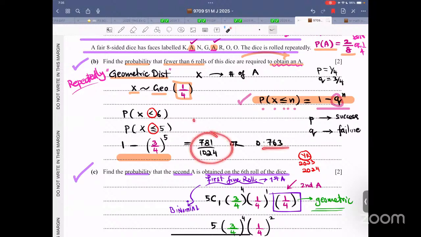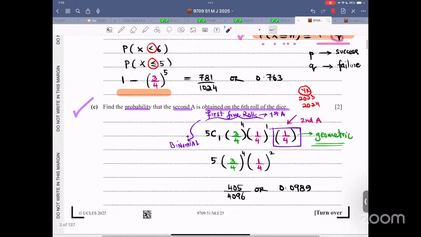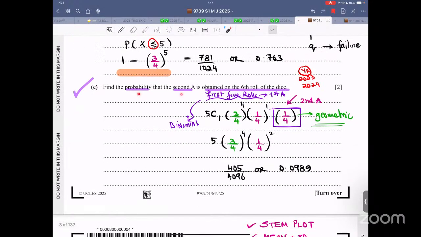It's preferable that you write the answer in fractions because fractions are exact. But if you want to write in decimals, then take care of accuracy. Final answer, 3 significant figures. Now find the probability that the second A is obtained on the sixth roll of the dice. So the second A is obtained, which means there should be a first A among the first 5 rolls. So now the working is this.